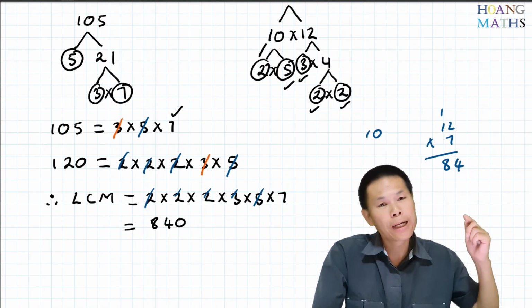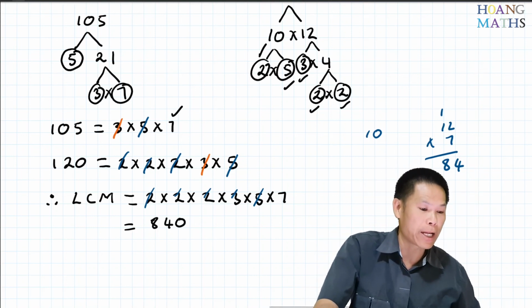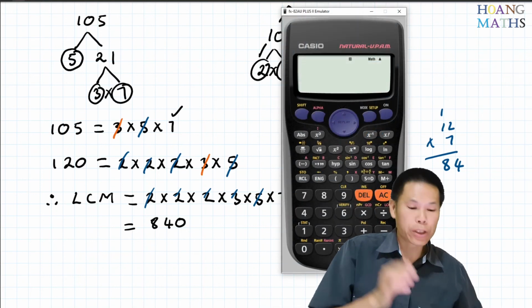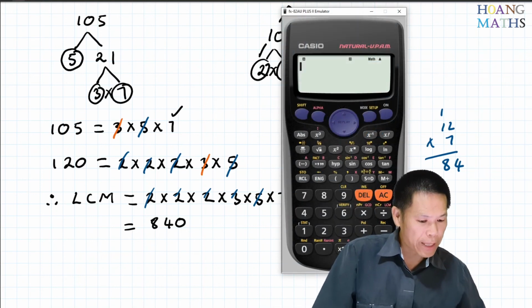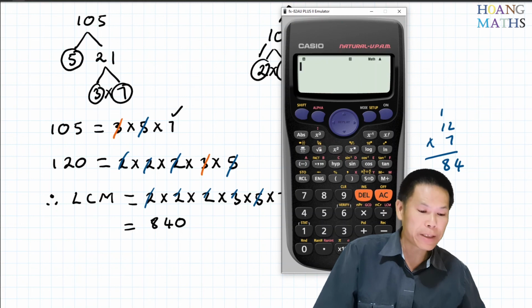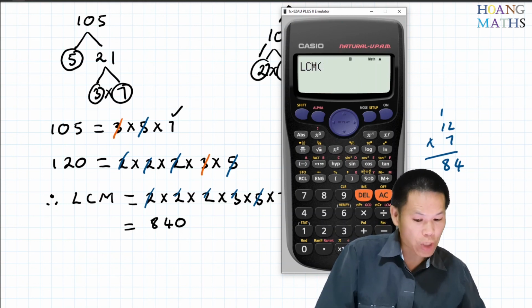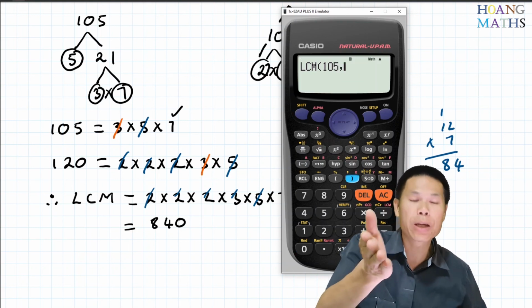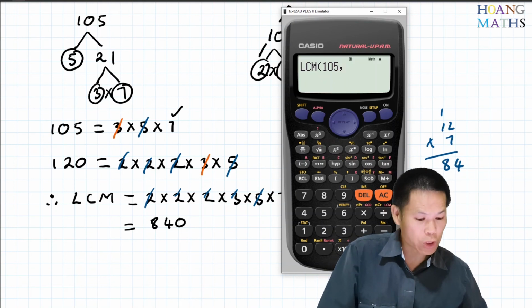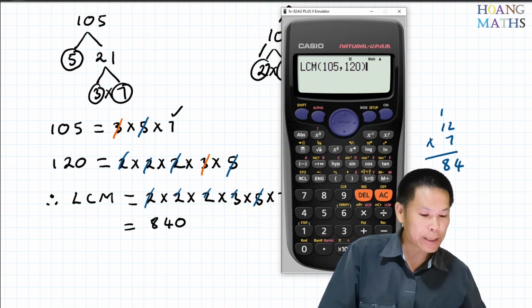Of course, let's check it out by using a calculator. So I just go alpha and then press the divide button. It will bring up the lowest common multiple function. So I just type 105 and shift, close bracket, that will give me the comma. And I just type 120, and close the bracket and press equal.